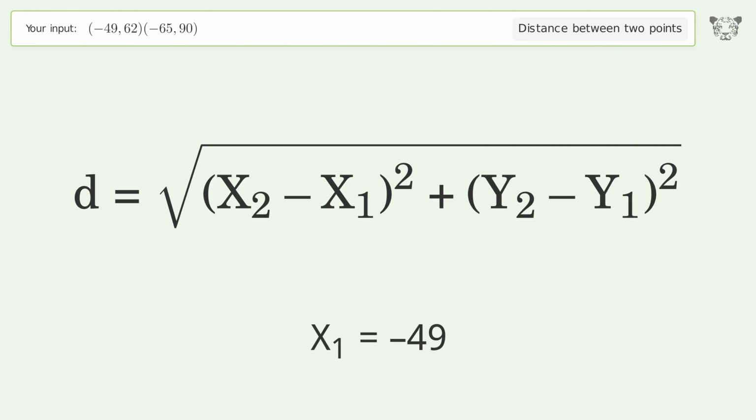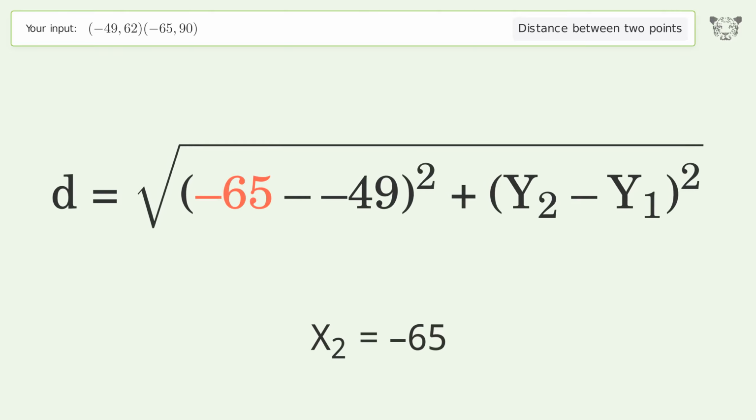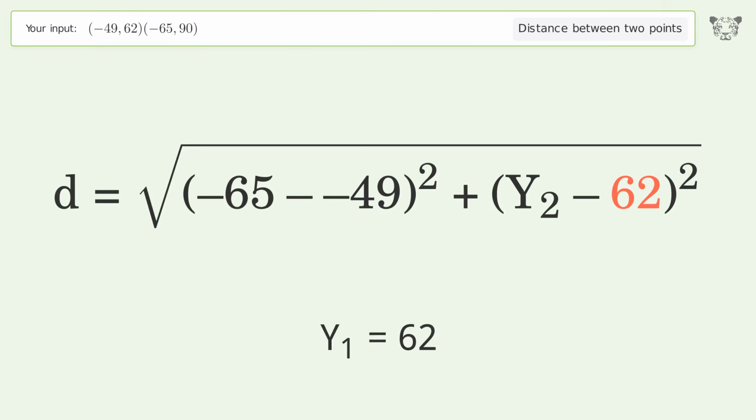x1 equals -49. x2 equals -65. y1 equals 62. y2 equals 90.